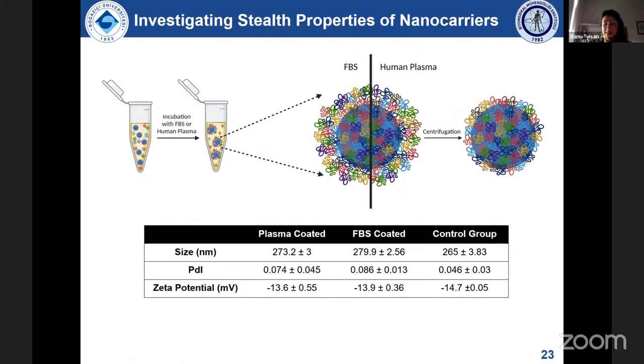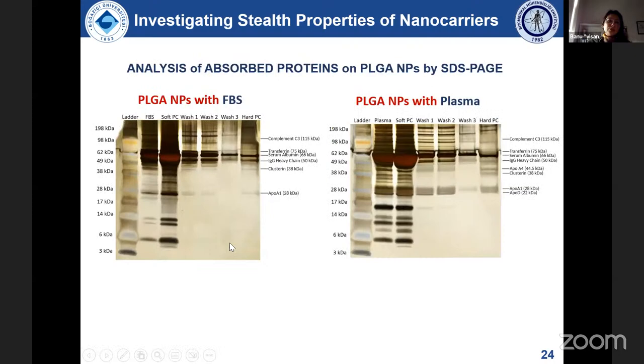So then, how do we actually analyze the adsorbed proteins? The first thing that we do is SDS-PAGE, the protein electrophoresis, and Damla, who is working in my group on this work, did this nice SDS-PAGE with either FBS or plasma proteins. So then we could have some idea of what we have on the surface of the nanocarriers. But this was not enough, definitely.